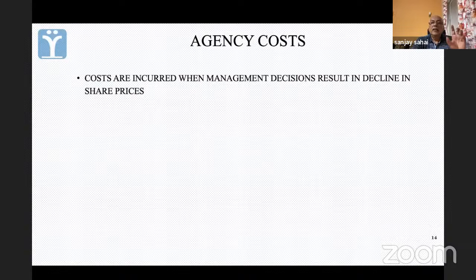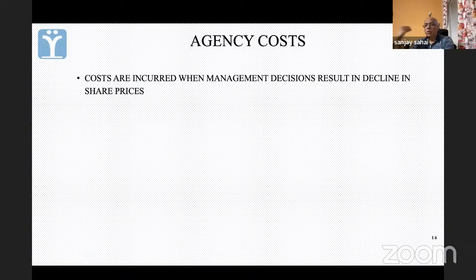Now, to make sure that the managers are working as per your desires, you may have to incur, as an owner, certain costs. So costs are incurred when management decisions result in decline in share prices. Okay? सपोज करो कि बहुत conservative management है. Owners की इच्छा के विपरीत management बहुत conservative decisions लेती है.